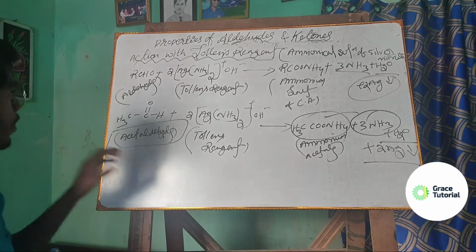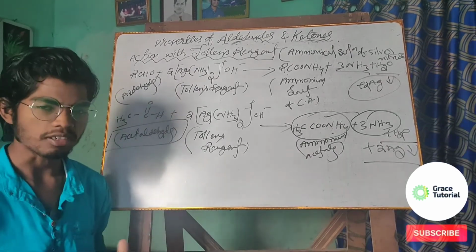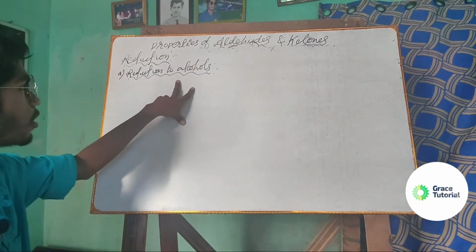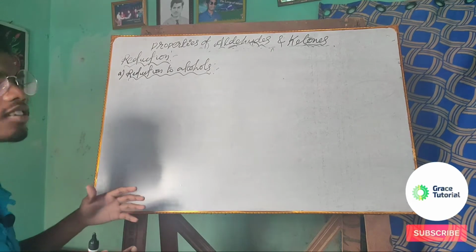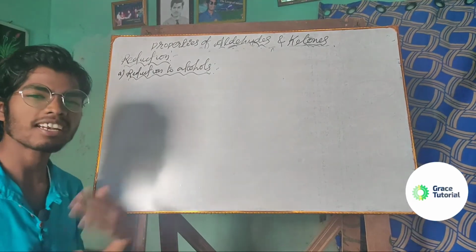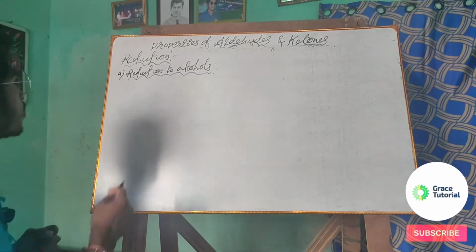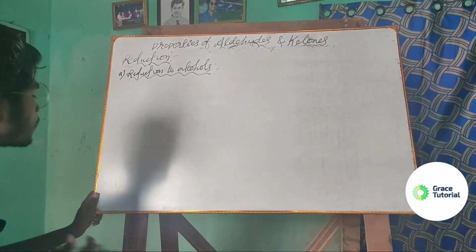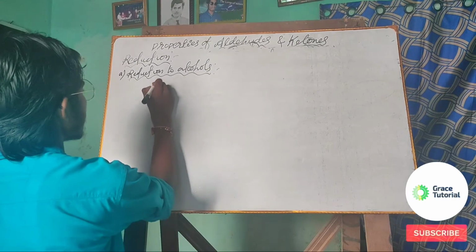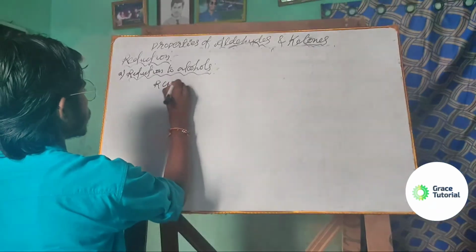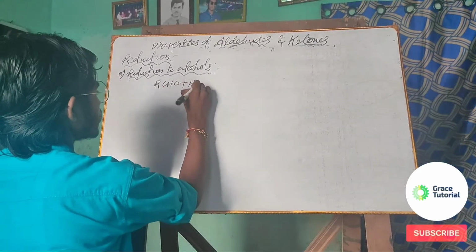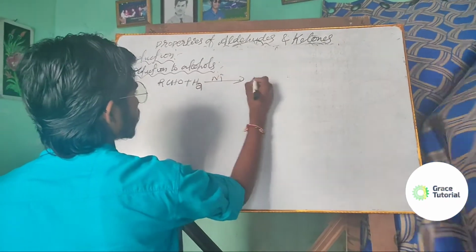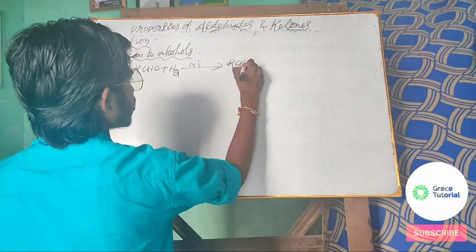Next we will discuss some of the reductions of aldehydes and ketones. Aldehydes and ketones undergo a variety of reductions, and it gives a variety of compounds. So the first one is reduction to alcohols. Let us take it as a catalytic reduction. Suppose I have aldehyde RCHO. When this aldehyde is reduced in the presence of nickel catalyst, then alcohol is obtained.